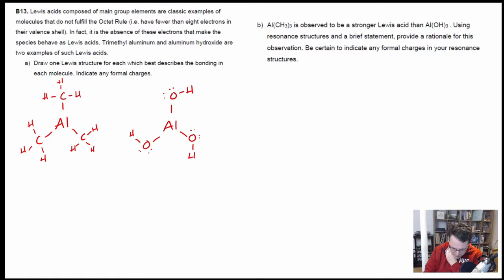If we look at the aluminum hydroxide, what we can do is have one of those lone pairs on that oxygen form a double bond with the aluminum, and kind of donate itself into that empty orbital on the aluminum, so what you get then is this structure right here. So you have that right there. Going around the aluminum, it has 1, 2, 3, 4, 5, 6, 7, 8. It has a full octet now.